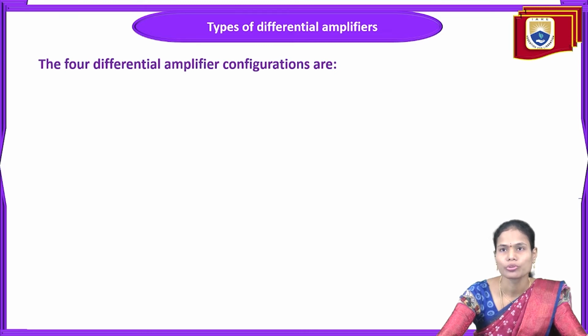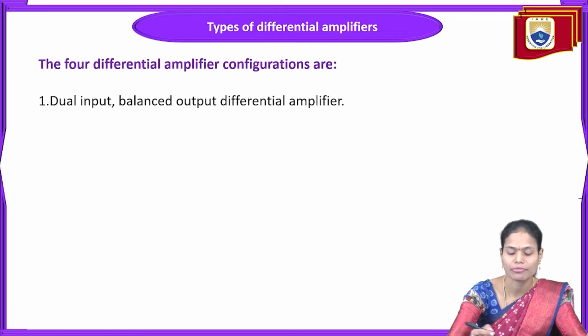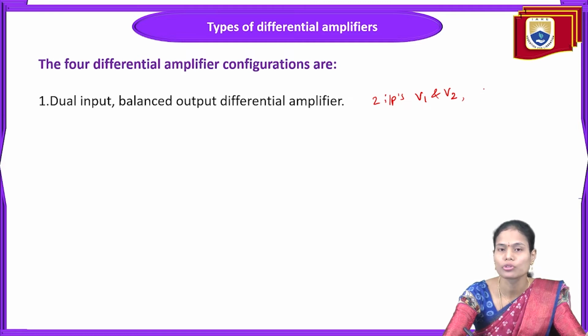these are divided into 4 types. The first one is the dual input balanced output differential amplifier. The dual input balanced output differential amplifier is going to use two inputs, V1 as well as V2. While coming to the output, balanced output means the output we measure between the two collectors of the two transistors, that is across C1 and C2, the collector terminal of the first transistor and the collector terminal of the second transistor.